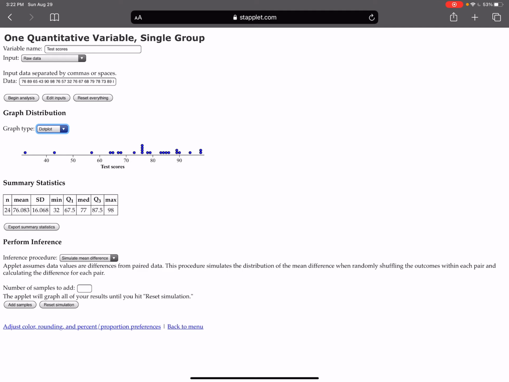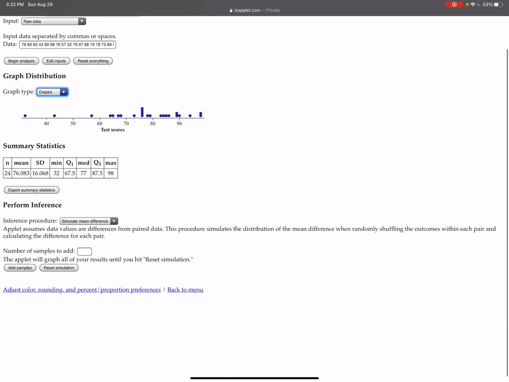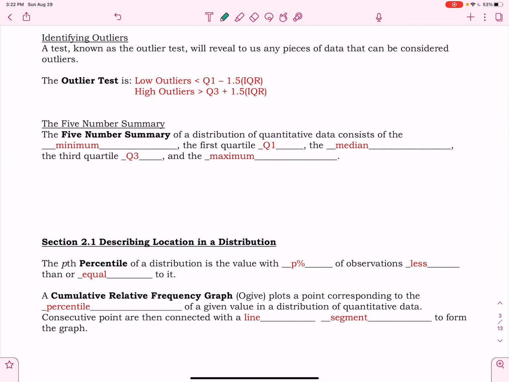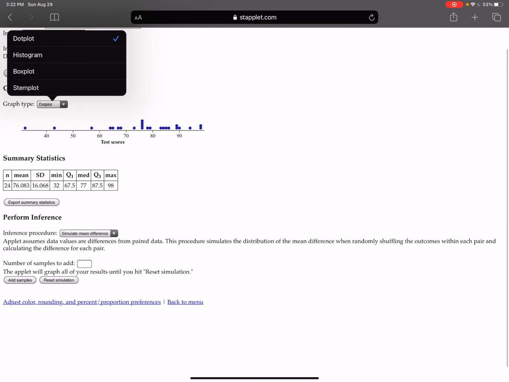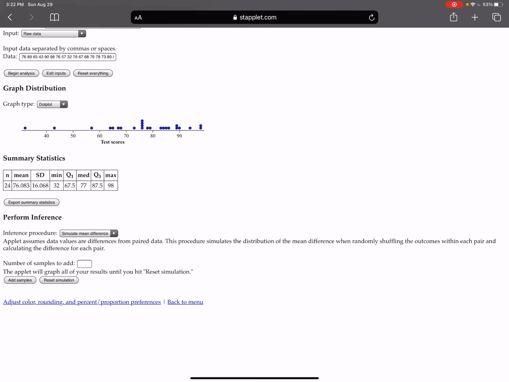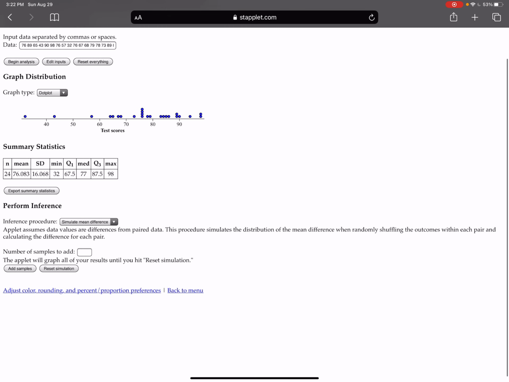But you'll notice I really can't just guess at that. I can look at it and say it looks like it might be an outlier, but if I want to know for sure, I've got to run the outlier test. And what do I need to run the outlier test? Well, if you'll notice over here in our notes, we need to know Q1 and Q3, because if we know those, we can find the IQR. So let's go back to our data and notice this little table down here of our summary statistics, and we do have Q1, it's 67.5, and we have Q3, it's 87.5.